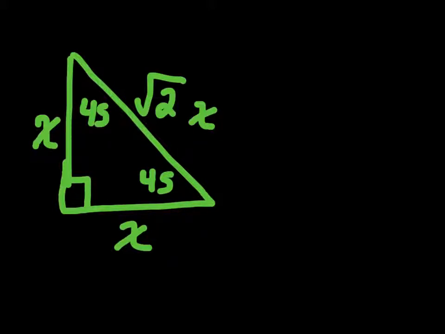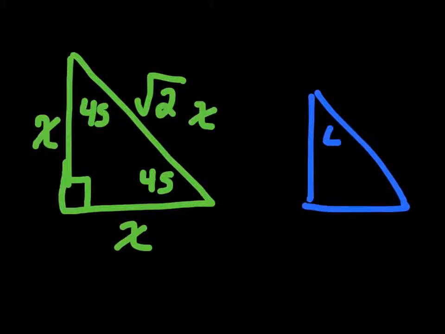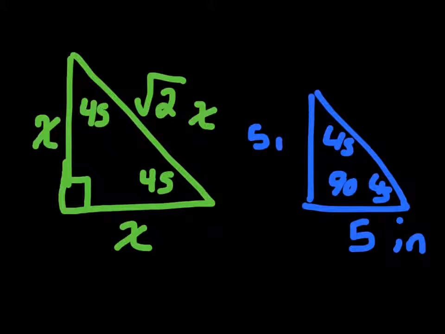So for example, you are given a triangle that's 45, 45, 90. And you're told that this is 5 inches long. This is 5 inches long. So how long is this side length? Well, since we know that this side length corresponds to this side length right here, we can write this as 5 times the square root of 2 inches.